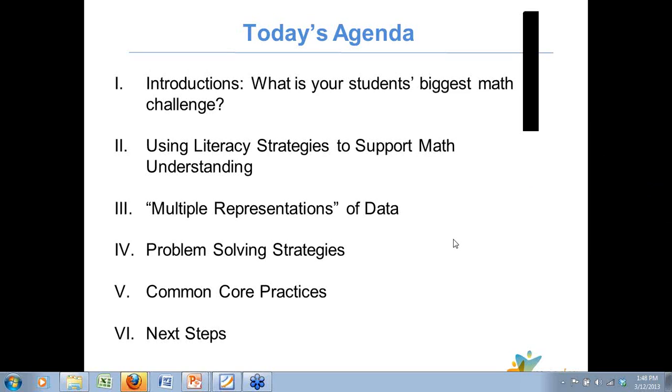Okay. Well, that's a great list of challenges, and hopefully what we'll be talking about today are some ways to address those and some strategies that you can use with your students and teach to your students to work on improving their math confidence and their math skills.